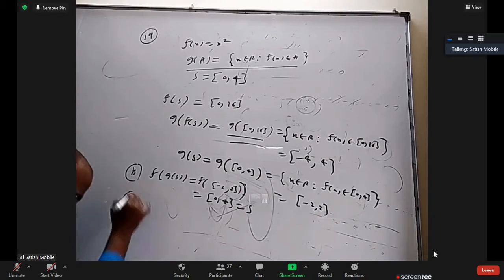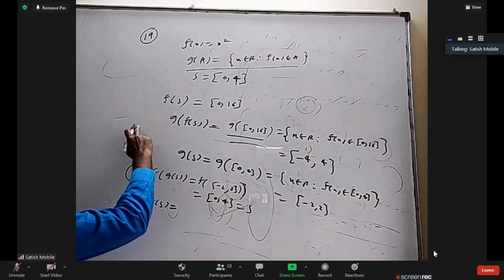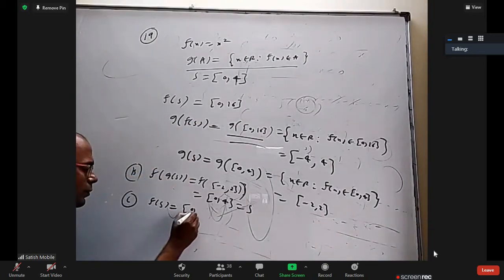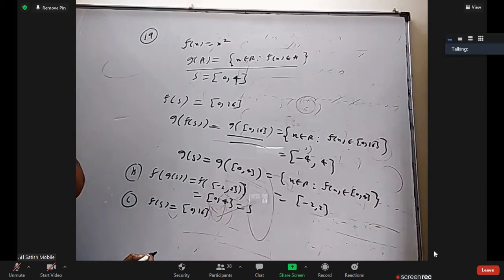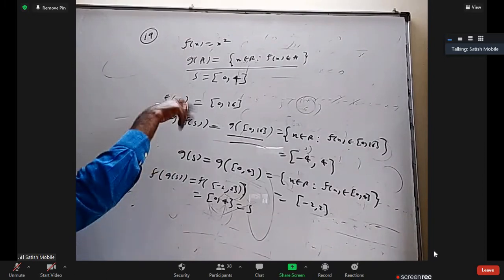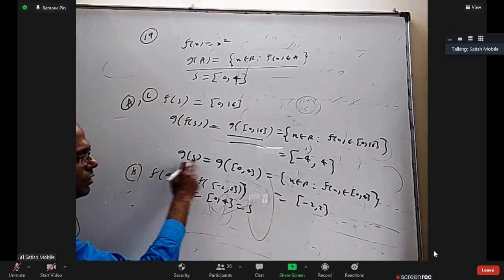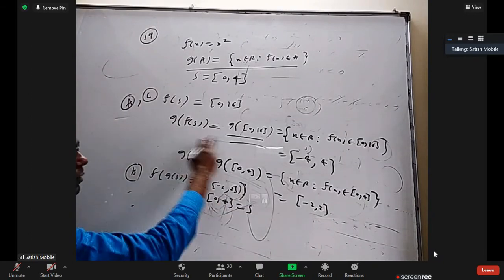What is option C? They want g of f of s. First of all, what is f of s? I found here f of s is 0 to 16. I found g of f of s already now. So while finding A, I can find C also here. This is for A also, C also. G of f of s came -4 to 4.